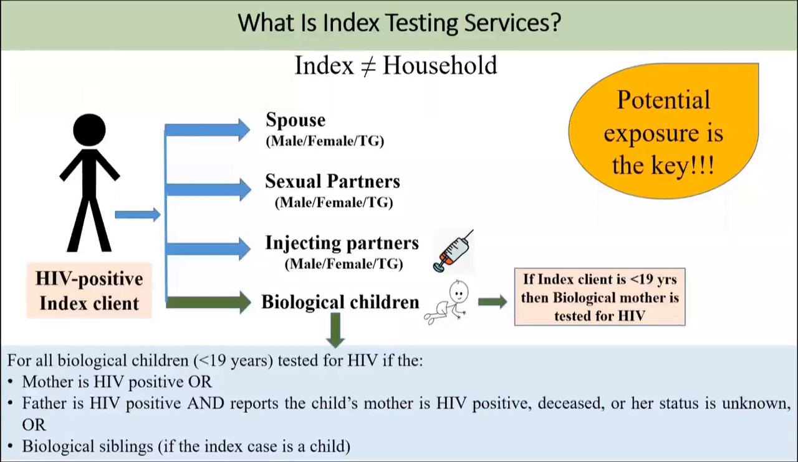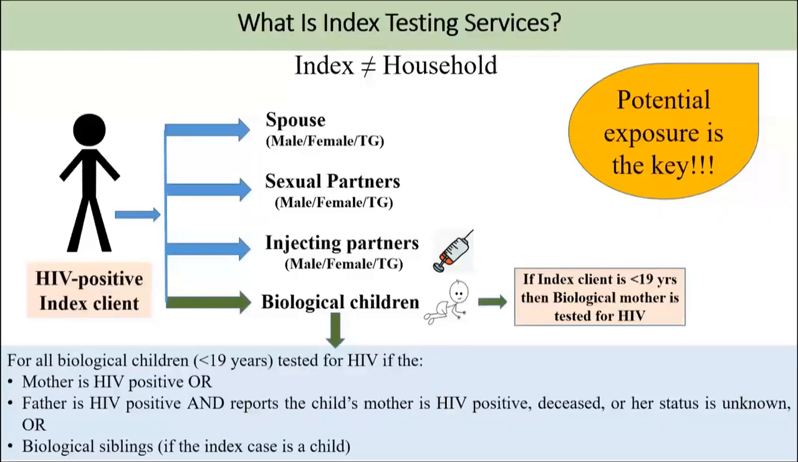So the spouse or the sexual partner or the injecting partner, and the biological children of less than 19 years, need to be understood. For that, we need to make a list of all these partners. For biological children, there is some criteria. If the index case is an HIV positive female, we can ask about the biological children of less than 19 years. If the index case is a male, we will ask about the spouse's HIV status.